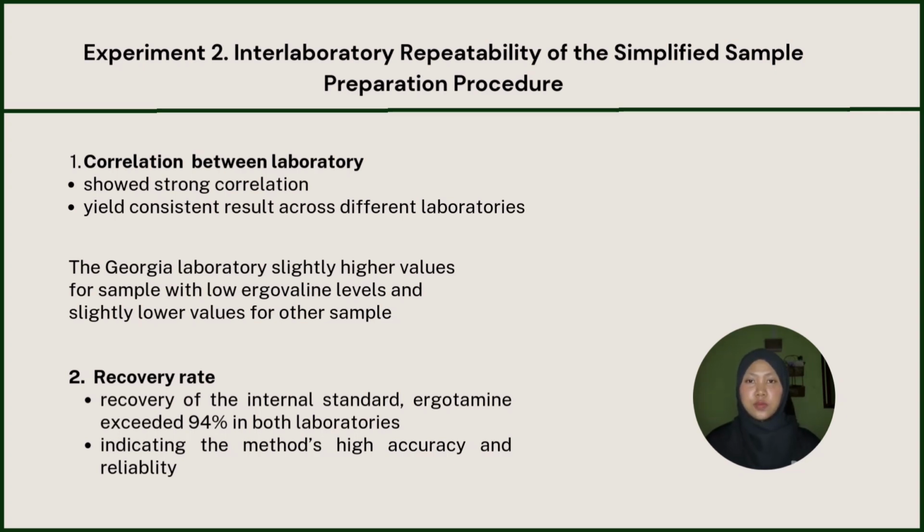The Georgia laboratory reported slightly higher values for samples with low ergovaline level and slightly lower values for other samples. The slight bias is reflected in the slope of 0.86 and an intercept of 31 micrograms per kg in the regression equation. For this experiment, it had a high recovery rate, which is the recovery of the internal standard exceeded 94% in both laboratories, indicating the method's high accuracy and reliability.